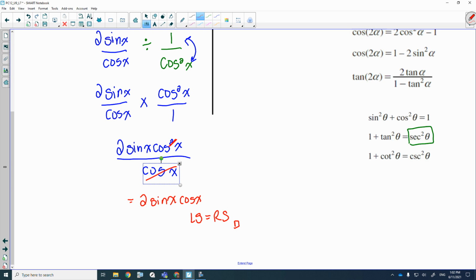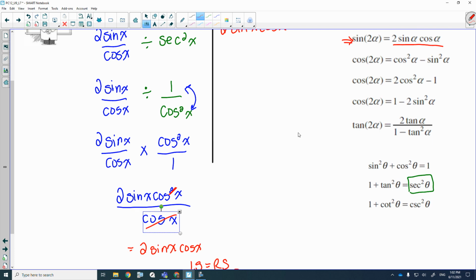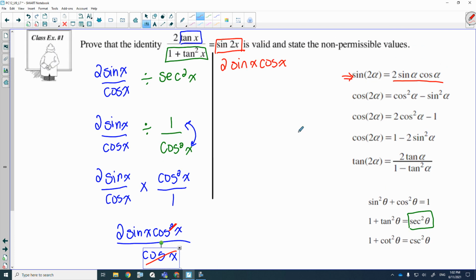Let's look at the non-permissible values and how we would write the non-permissible values in terms of a general solution. So remember that for non-permissible values, you want to look at fractions. The denominator you could never divide by 0. So here's a fraction. This could never be a 0. So the non-permissible value would be that the cos of x cannot be equal to 0.